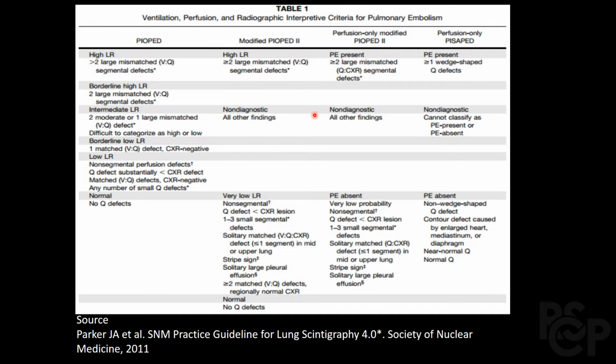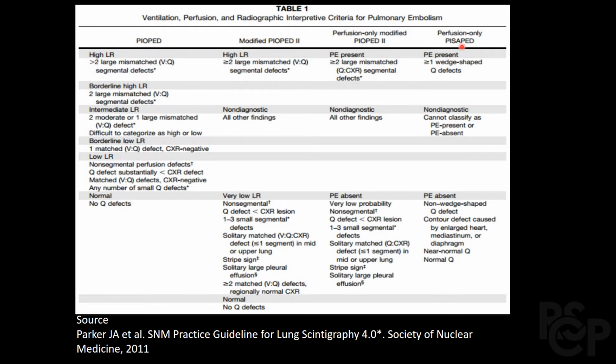Once the images are captured and processed and areas of defects or mismatch are identified, radiologists can use various criteria in order to say if the patient has a PE or a high likelihood of a PE, or if they don't think the patient has a PE or has a low likelihood of having a PE. So again, these are just examples of major criteria used, and these are all based on extensive studies conducted. For example, with this criteria, we can see that if there's more than two large mismatched VQ segmental defects, then that means the patient has a high likelihood of having a PE.